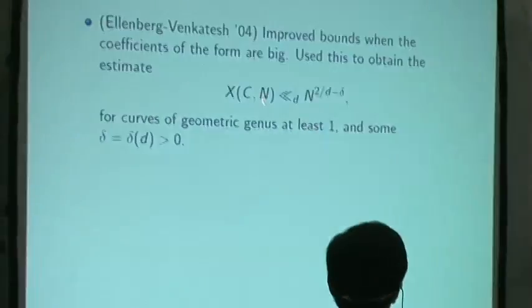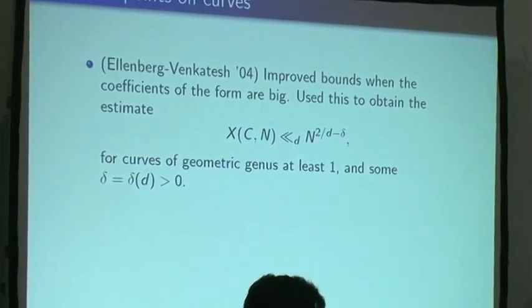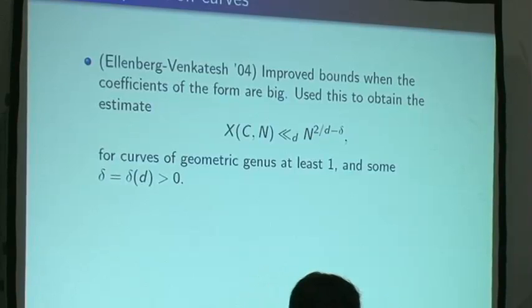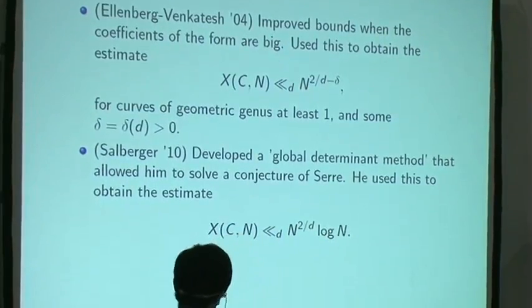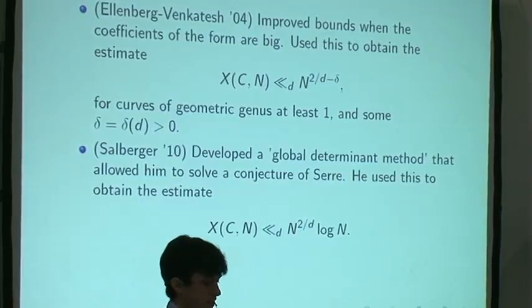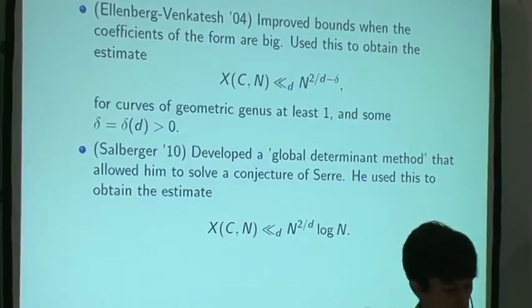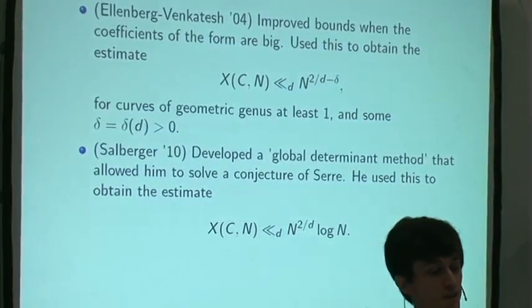But it is a remarkable result, and it's a very interesting question to ask how far we can go. But in particular, this gets rid of curves of positive genus in our problem. And the last result, which is the most important for us, well, both of these are very important, is the result of Salberger, 2010. He developed something called the global determinant method, because before there were p-adic determinant methods, and now this is the global determinant method.